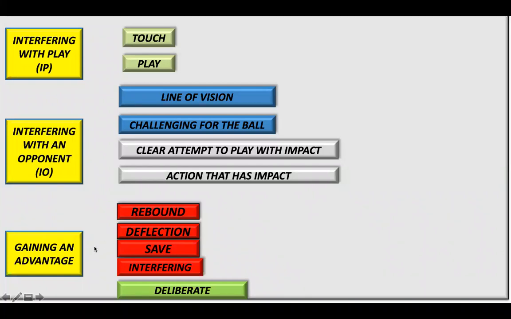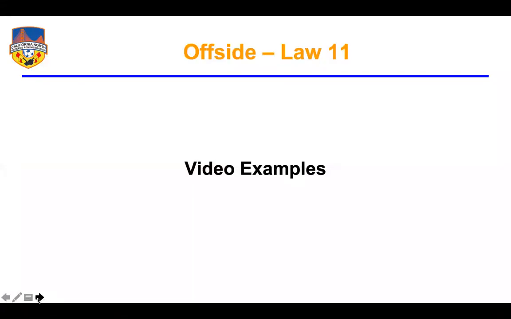All right, moving on. We're going to have a few examples. We have 6 videos that we're going to get through. As you watch them, try to make a determination whether we have no offside, offside interfering with play, offside interfering with an opponent, or offside gaining an advantage. I will replay each video about 3 times, so just try to focus on what your decision is.